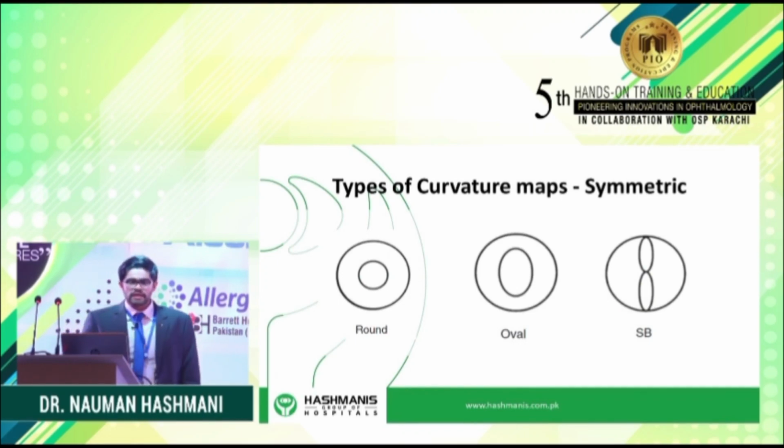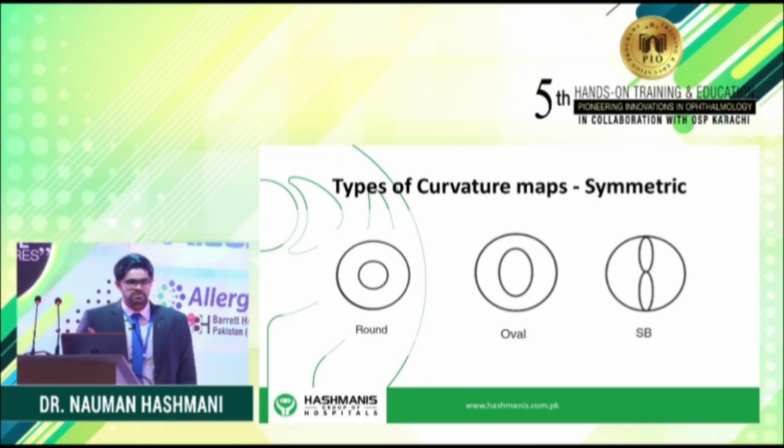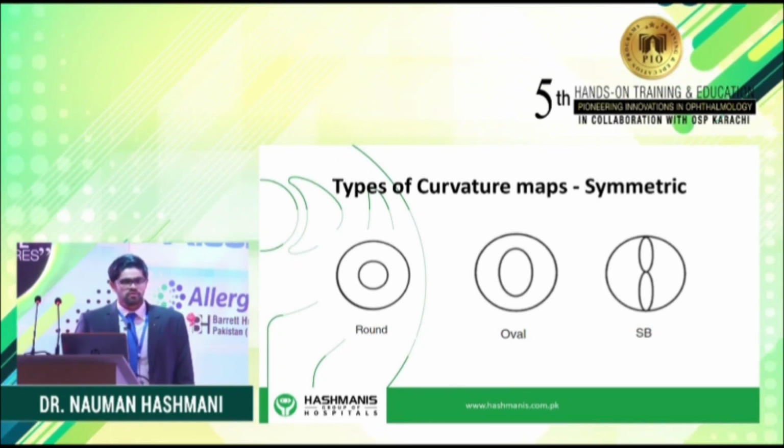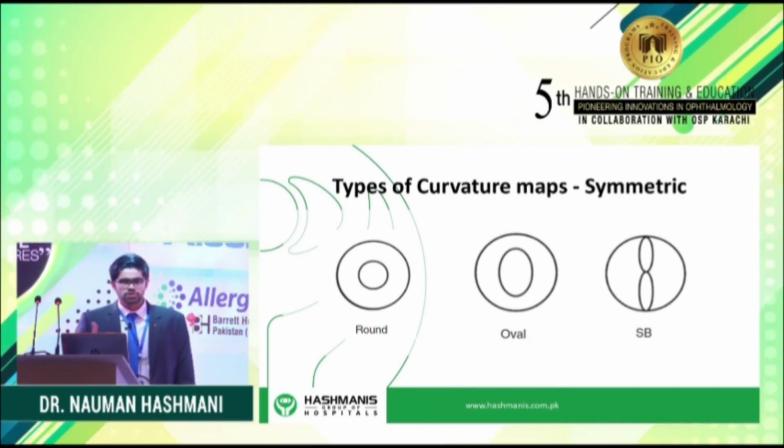Now, I'm just going to quickly go through the curvature maps because this is something that I want to divert attention away from. This is not the first thing that you should be looking at on a tomography. So these are the types. You've got four groups of curvature map analysis: symmetric, asymmetric, unclassified, and skewed.